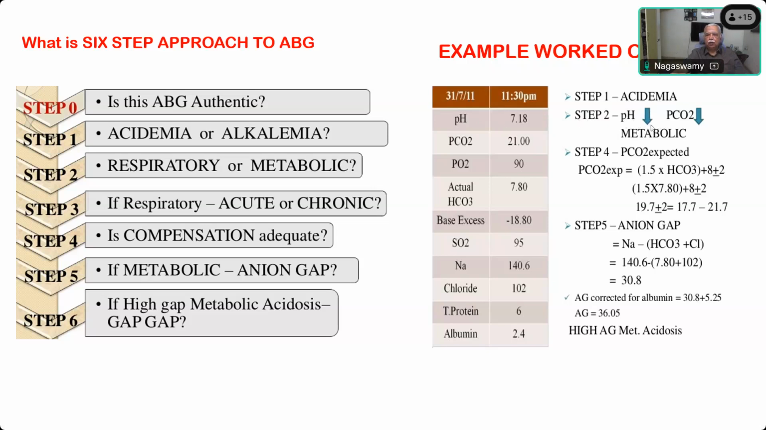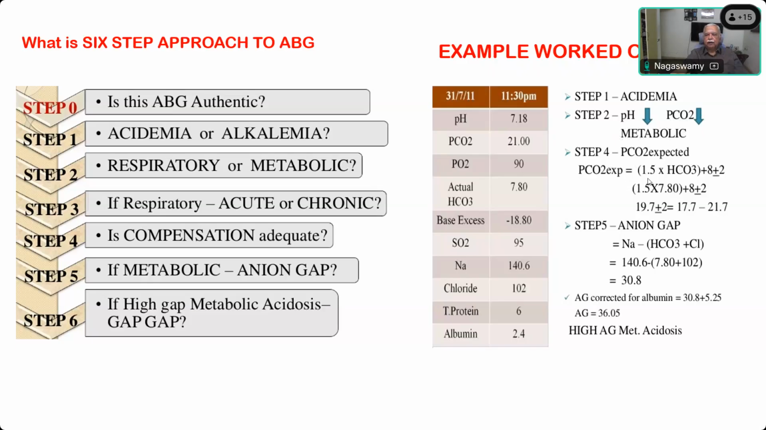The pH is low. Look at the PCO2. That is also low. So there is a washout of carbon dioxide, so it is primarily a metabolic phenomenon. You can say it is a metabolic acidosis, where CO2 is compensating by getting washed out, and the PCO2 is expected to go to that level.